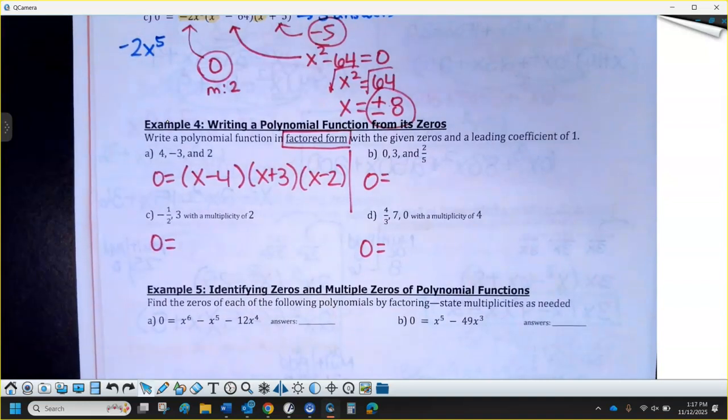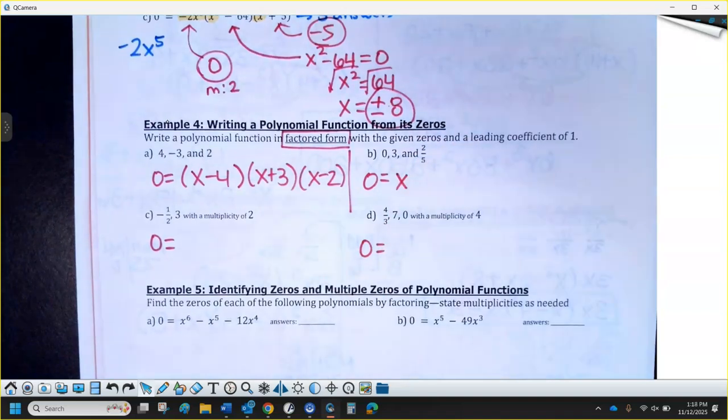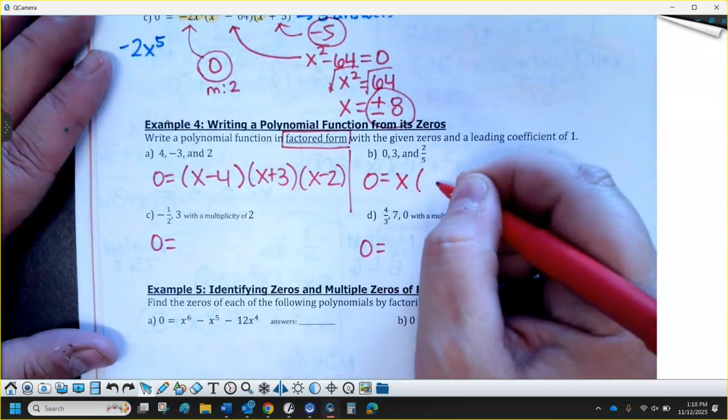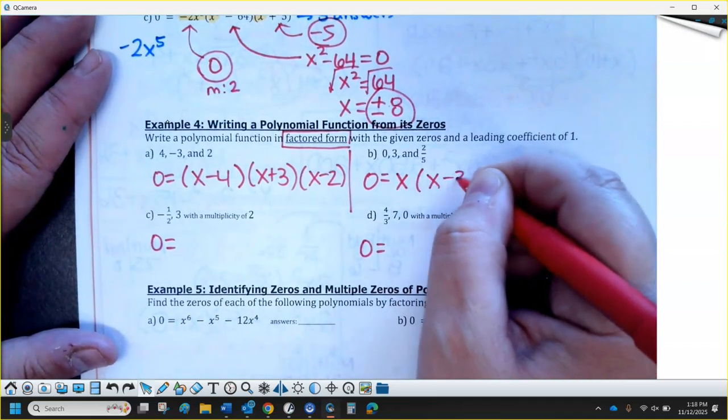We only want to use exponents if we see information about a multiplicity. So if you just see 0, totally fine, plain by itself, you can just use an x. Don't put an exponent on it unless it has a multiplicity. That's a really good point to make. Positive 3, we would just go x minus 3.